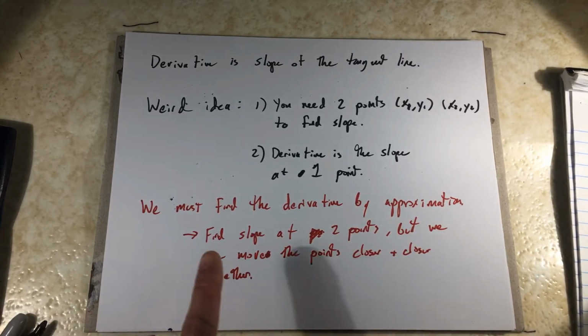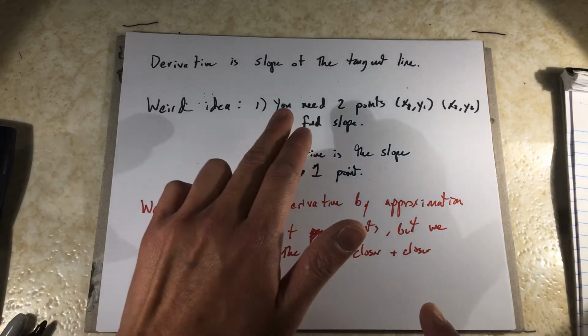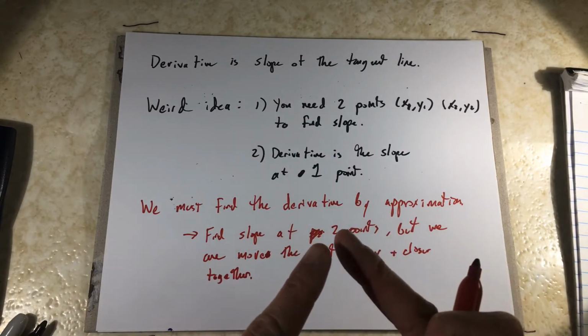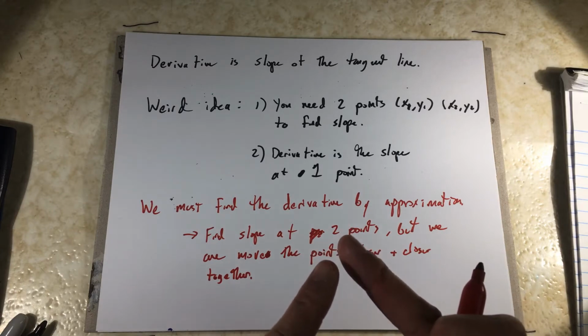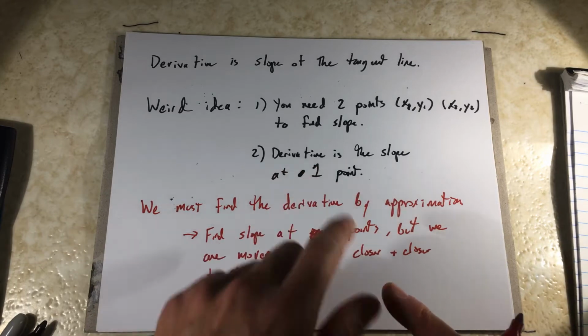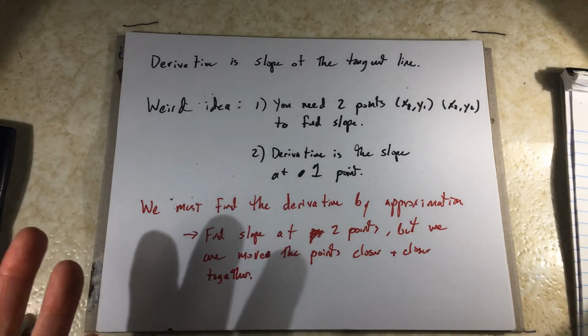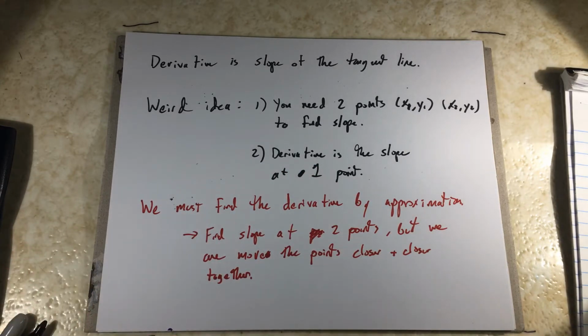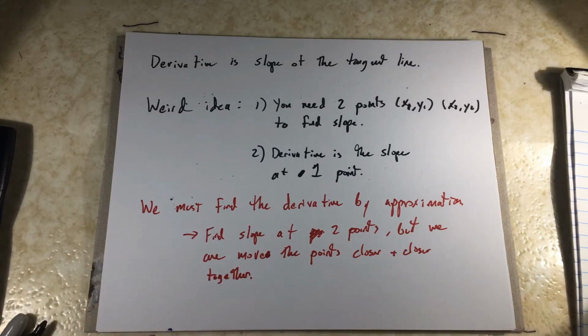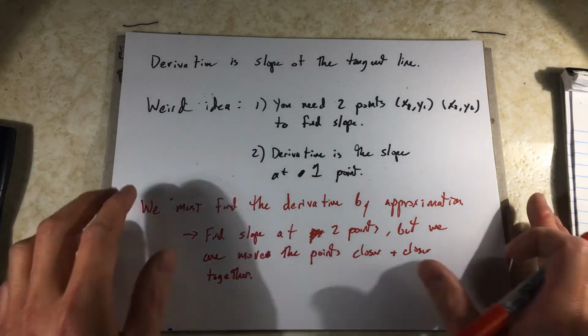Okay, and the whole idea behind this is that we can find the slope for 2 points, but not a single point. But as we move those 2 points closer and closer together, it'll get closer and closer to the derivative, the slope at a single point. Technically you can't find it directly, but you can find an approximation to it by just moving those 2 points closer and closer together. So that's what we're going to do.